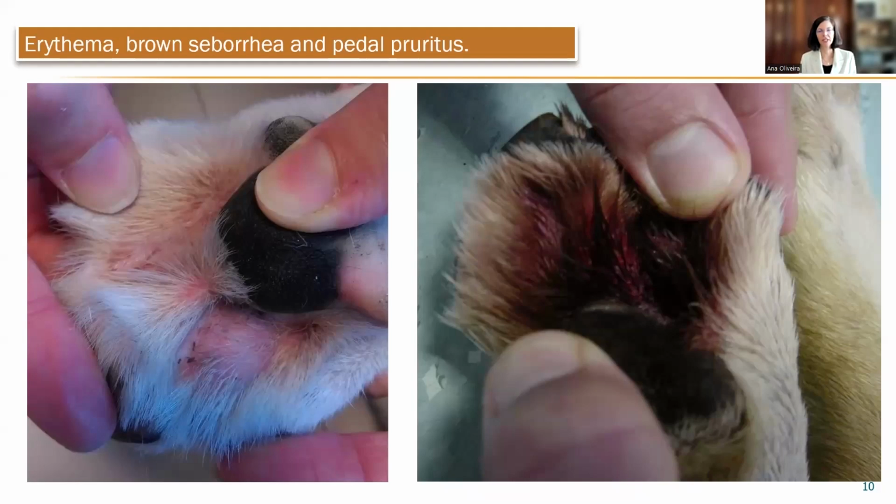And when you look at a patient that has these clinical signs, it's important that you do a skin cytology, which is the way to do the diagnosis, as we are going to see in a few minutes.